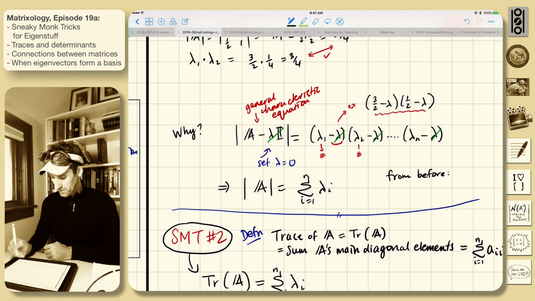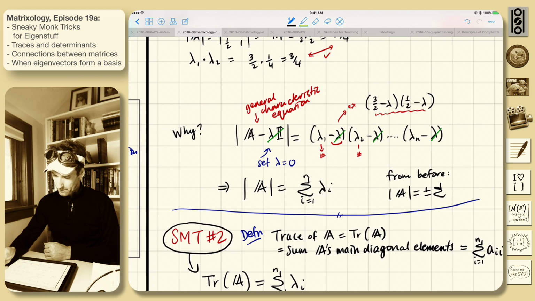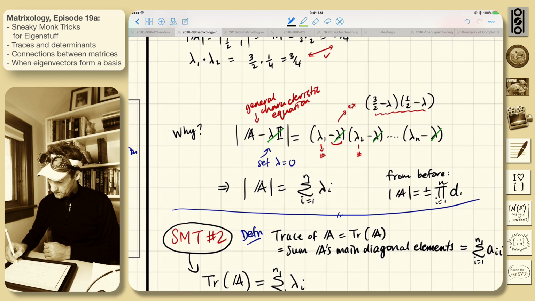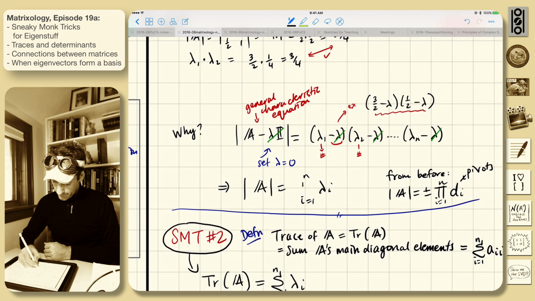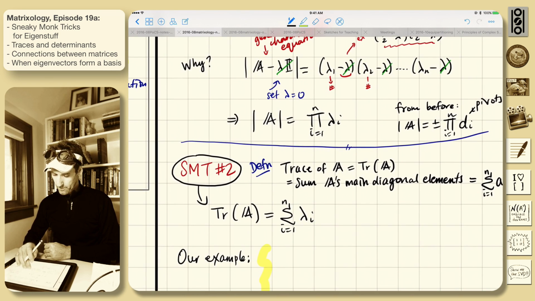And from before, we also have, and it depends on the number of row swaps, the determinant of A is equal to plus or minus... I've written the wrong thing. I want a product here and here. Product, I'm thinking about traces, pivots. Okay. Big pi for P. All right, good.